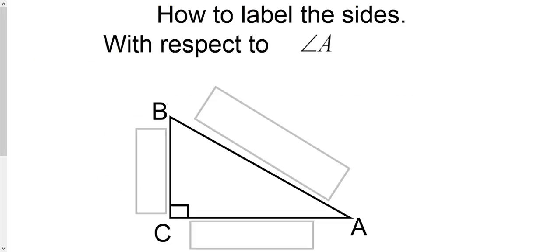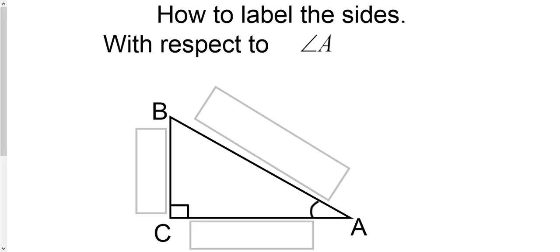And your extra note, how to label or name the sides with respect to, in this case, angle A over here, this angle right here. In the next example, it'll be with respect to angle B, and you'll see how the names change. It will never be with respect to the right angle in the right triangle.